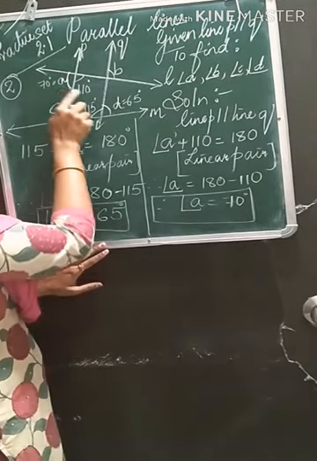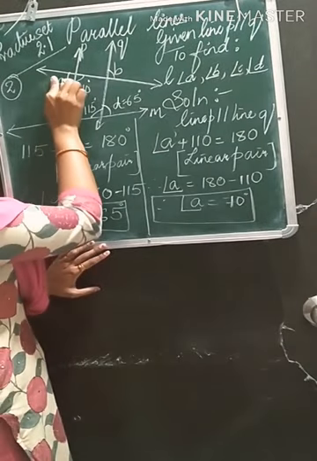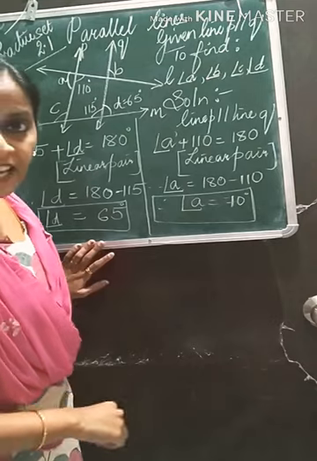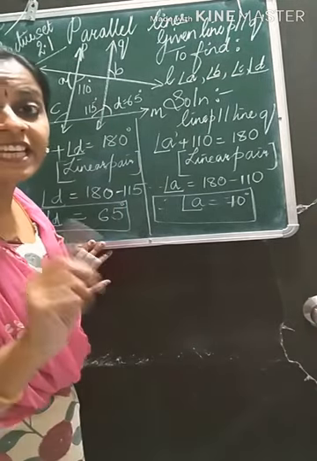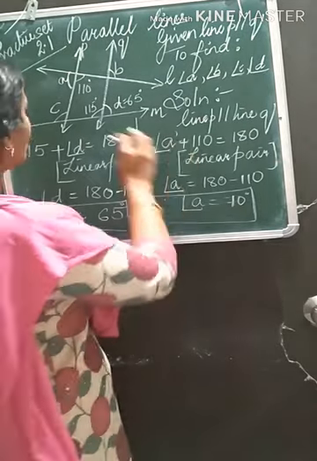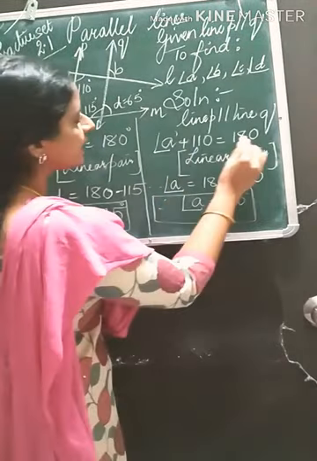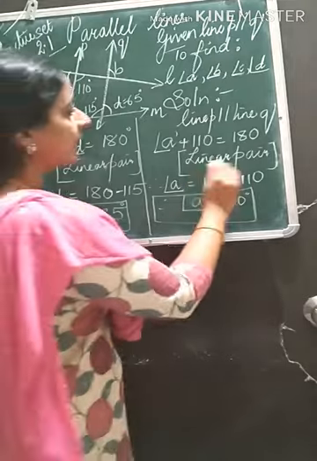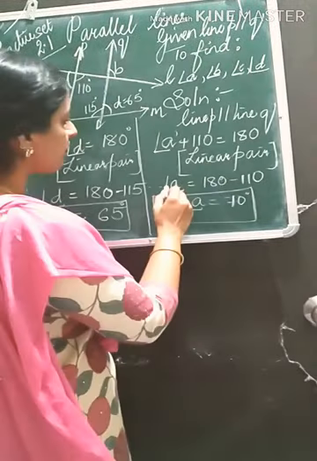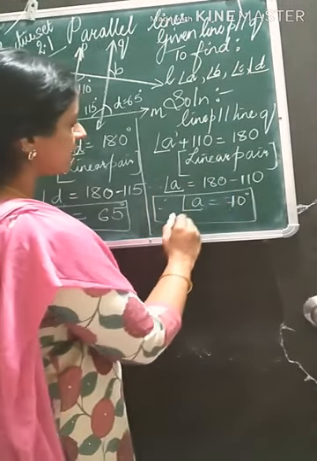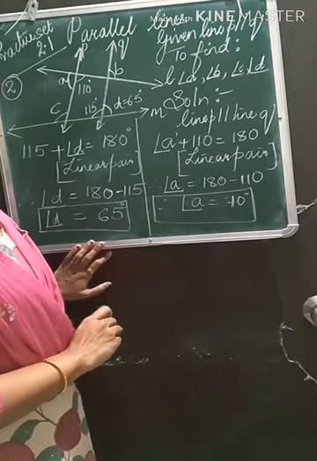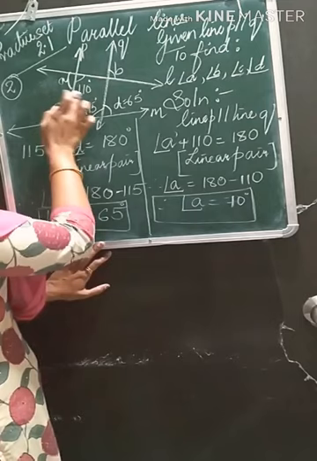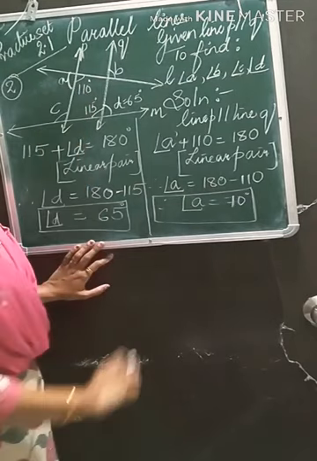Now, I can see here some relation between angle A and 110. What is the relation? Angle A and 110? Both are linear pair angles. So I wrote angle A plus 110 is equal to 180, linear pair. Now how much will be angle A? 180 minus 110, angle A is equal to 70 degree. Okay, so these two are linear pair angles. So I got angle A as 70 degree.